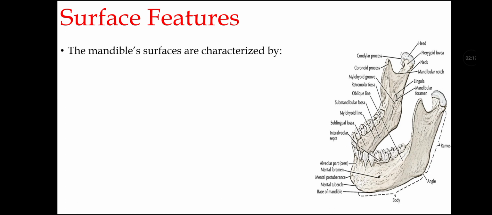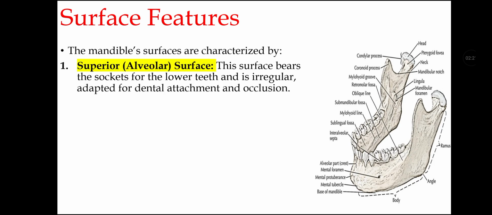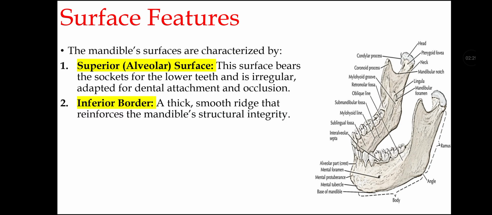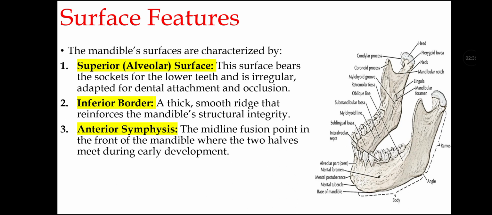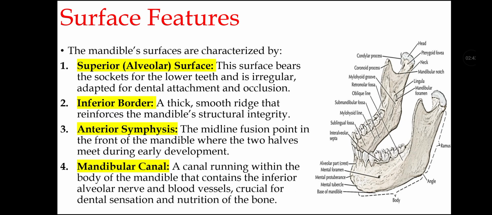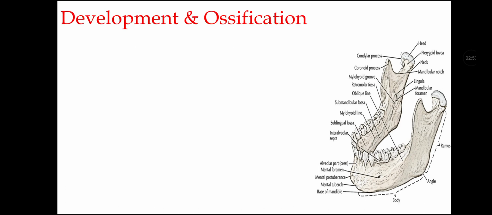The mandible surface is characterized by the superior alveolar surface. This surface bears the sockets for the lower teeth and an irregular texture for dental attachment and occlusion. The inferior border is a thick, smooth ridge that reinforces the mandible's structural integrity. Then it has the anterior symphysis, that is the midline fusion point in the front of the mandible where the two halves meet during early development. And the mandibular canal, that is a canal running through the body of the mandible that contains the inferior alveolar nerve and blood vessels that are crucial for dental sensation and nutrition of the bone.